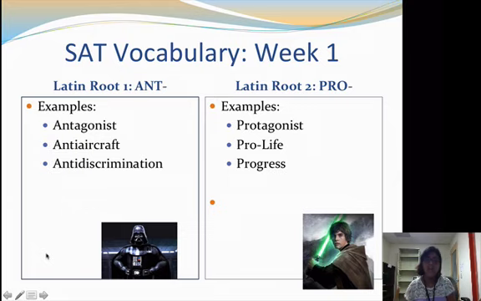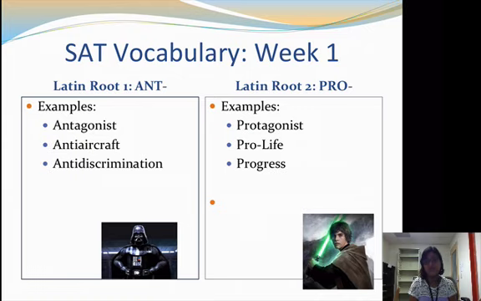The two Latin roots for this week are ant and pro. The example words that contain the Latin root ant are antagonist, anti-aircraft, anti-discrimination. The word ant is part of all three of those words, so try to figure out what the root ant could mean based on your understanding of those three words.